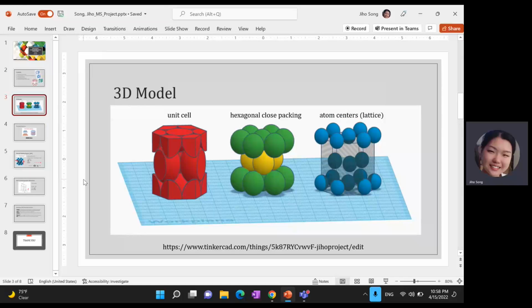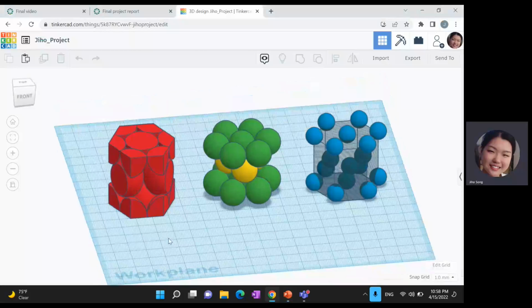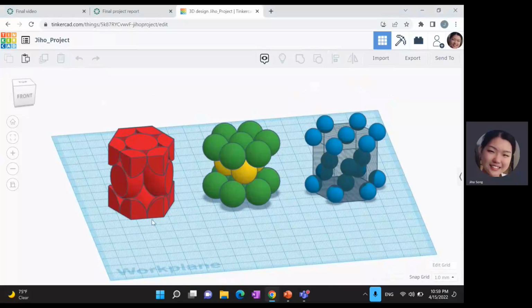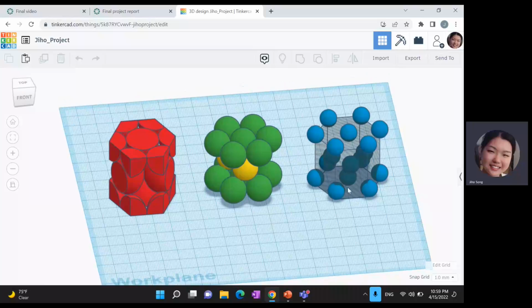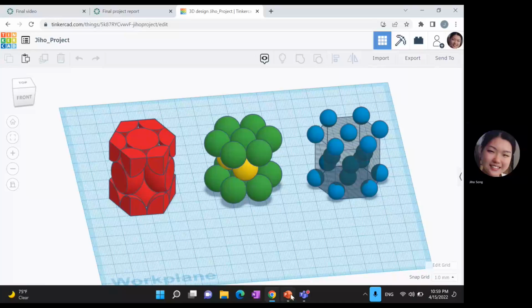Here are the 3D models that I created on Tinkercad. Unicell is the smallest repeated volume, which contains the complete lattice pattern of a crystal. If you look at the second model, you'll see how each particle has 6 immediate neighbors in a hexagonal shape. And this is the lattice structure with open space. A lattice is an ordered array of points describing the arrangement of particles that form a crystal.